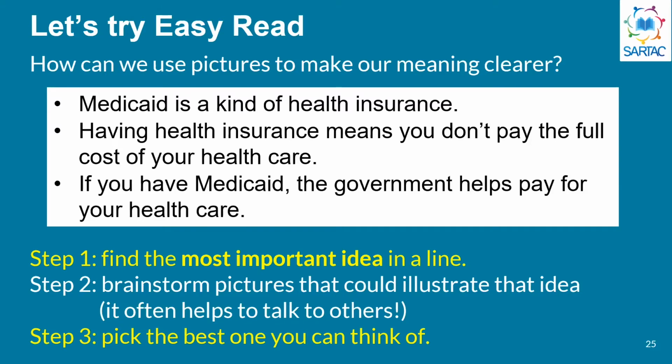The first one is you look at a line. A line is like the unit of information that gets illustrated with one picture, usually one sentence. You look at a line and you say, what is the most important idea in this line? That's the idea you want to illustrate. You get together with some people and you think of what kind of picture could show that idea the best. And then out of all of the options, you pick the best picture you've all thought of.